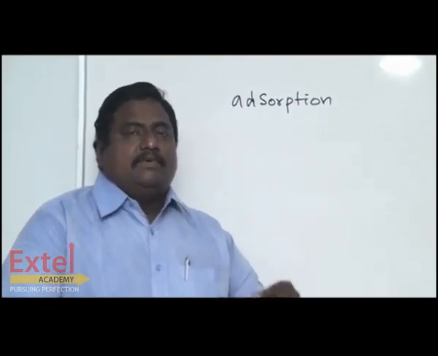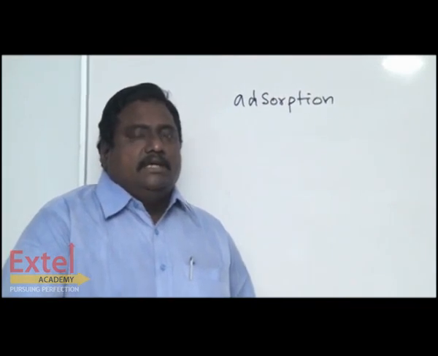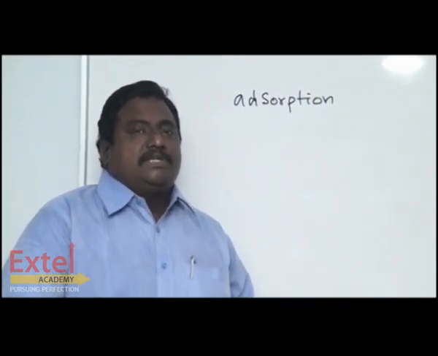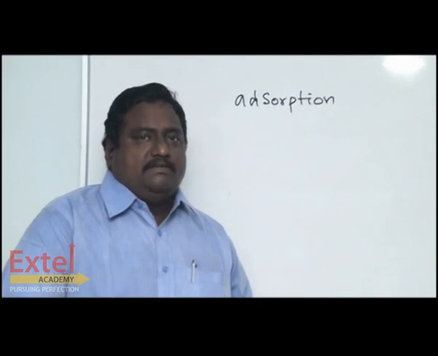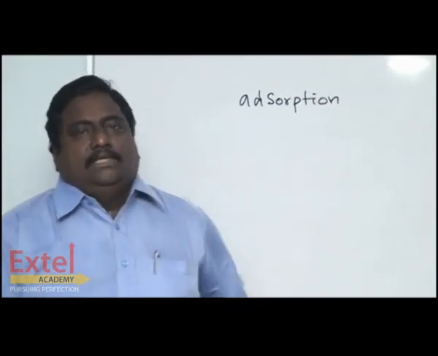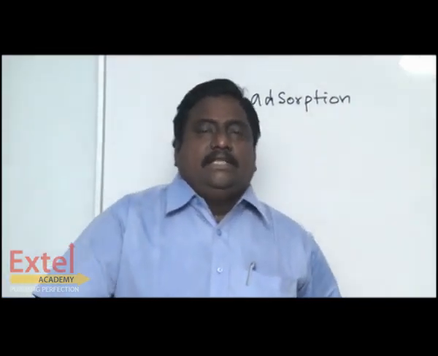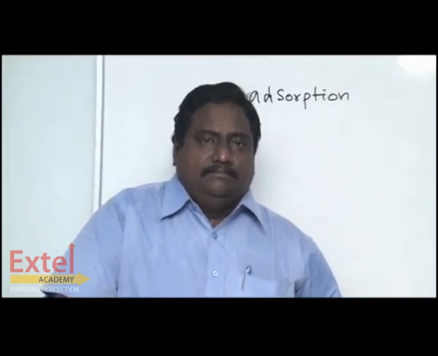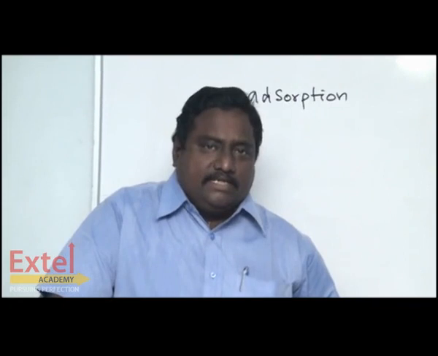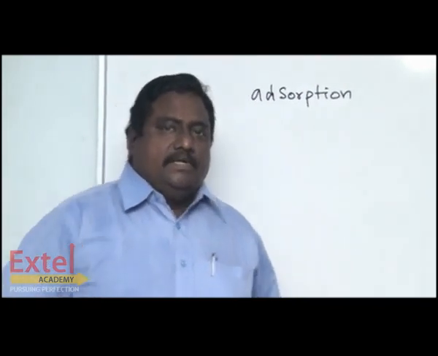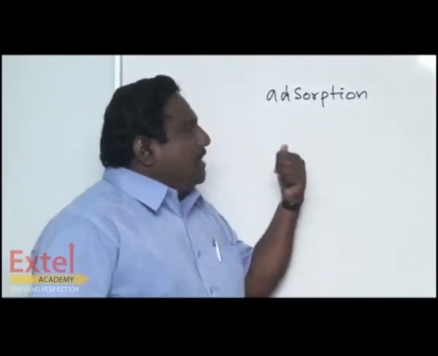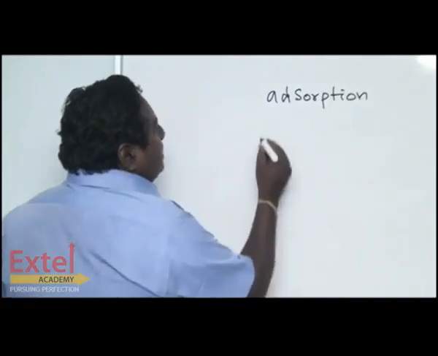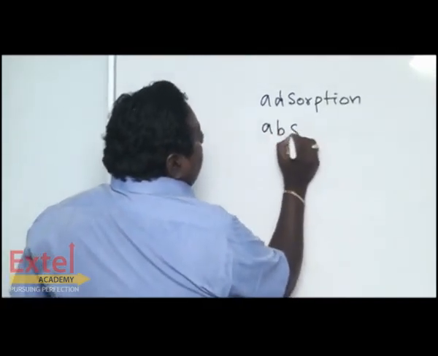Since it takes place over the surface, it deals with the accumulation of gases over metals, for example, nickel. Hydrogen iodide, HI, can decompose to form hydrogen and iodine over the nickel surface. This is a very good example for adsorption. Another one is called absorption.